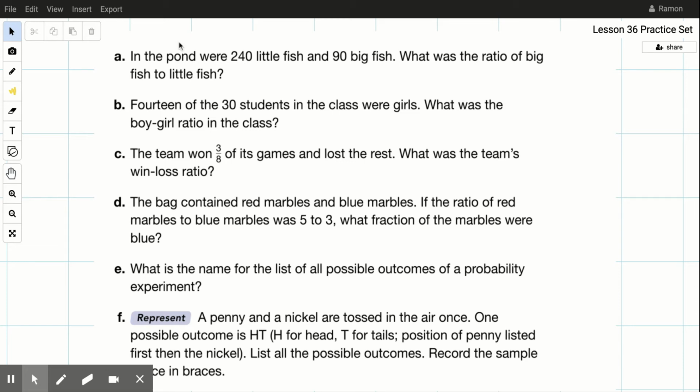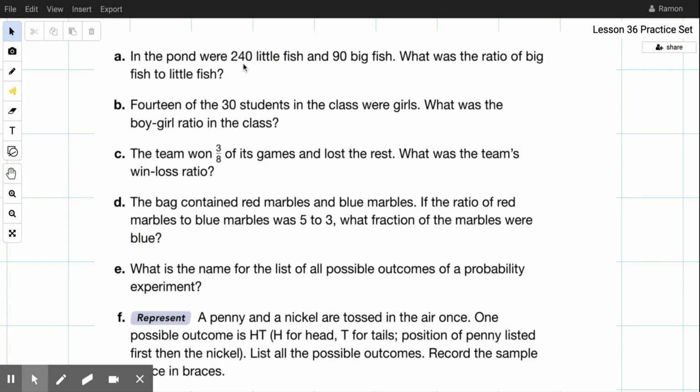Let's get started. Whenever we have a ratio, what we're really just doing is comparing two numbers to each other. The comparison can be written in any number of ways, four specific ways, which, if you looked at the notes, you'll know what those are.